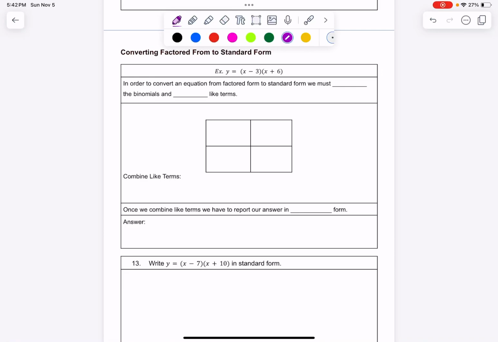Welcome back, everyone. So we have our last section. I know you guys are getting along and doing great practice, and I can see you guys are doing super well. Now that we're here, we're converting from our factored form to standard form.